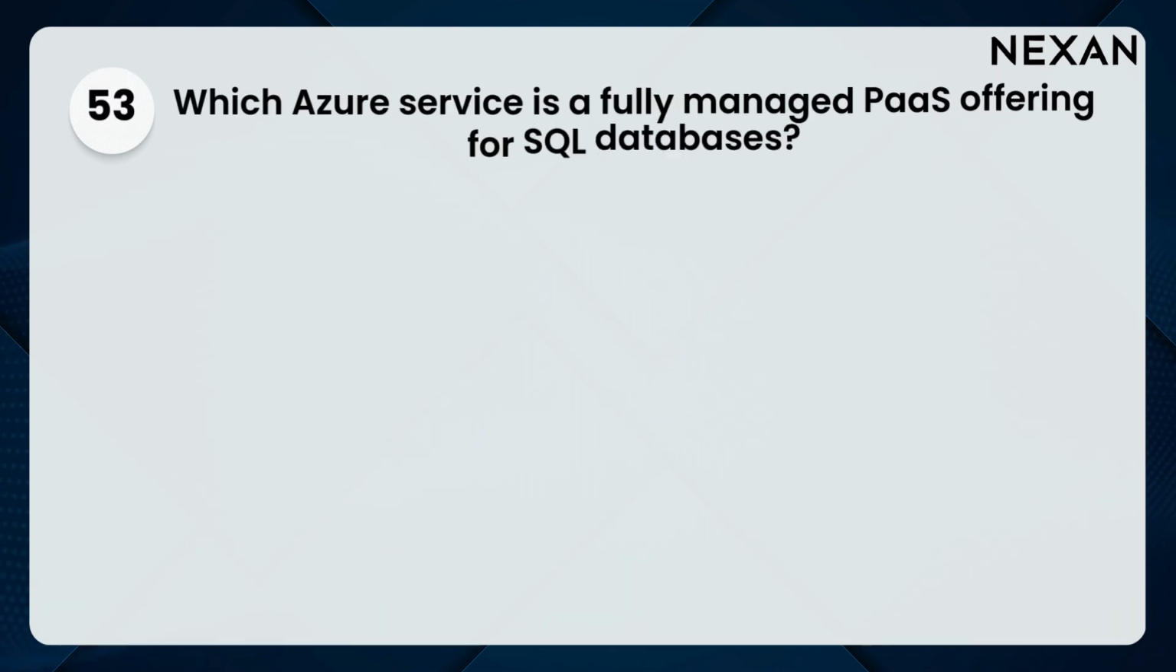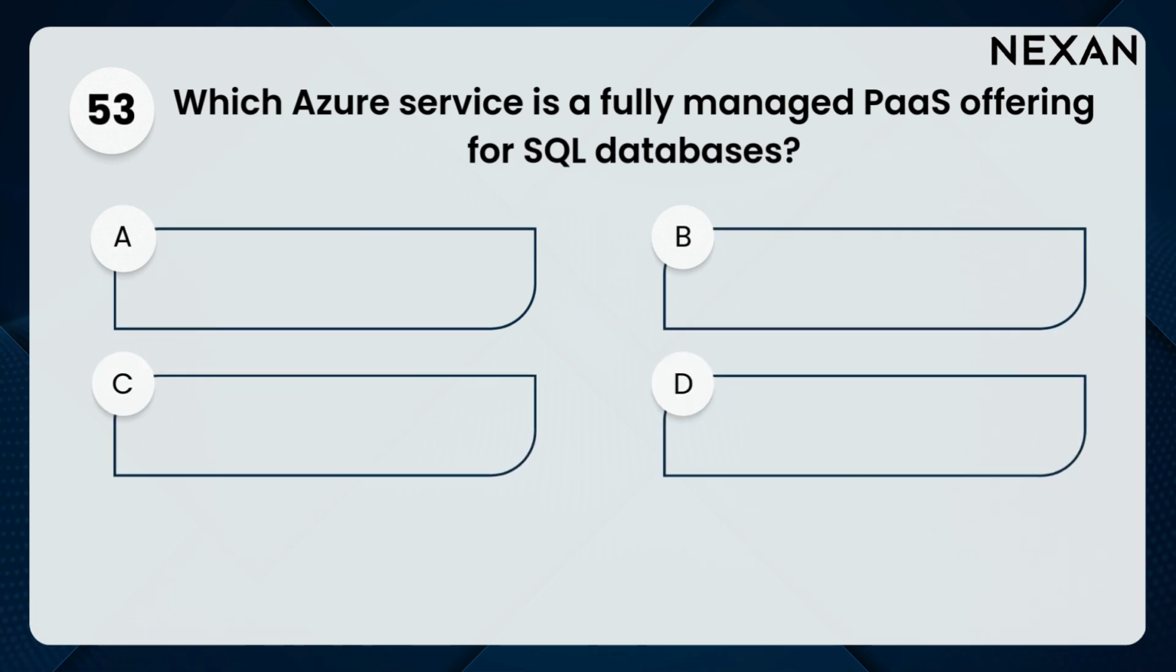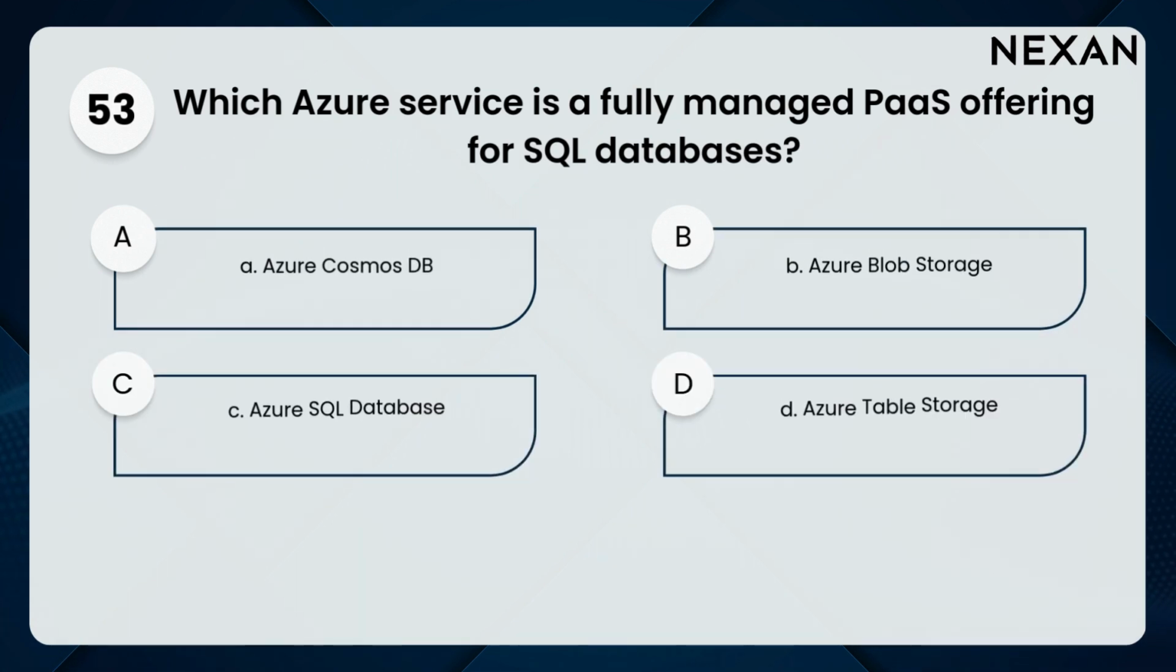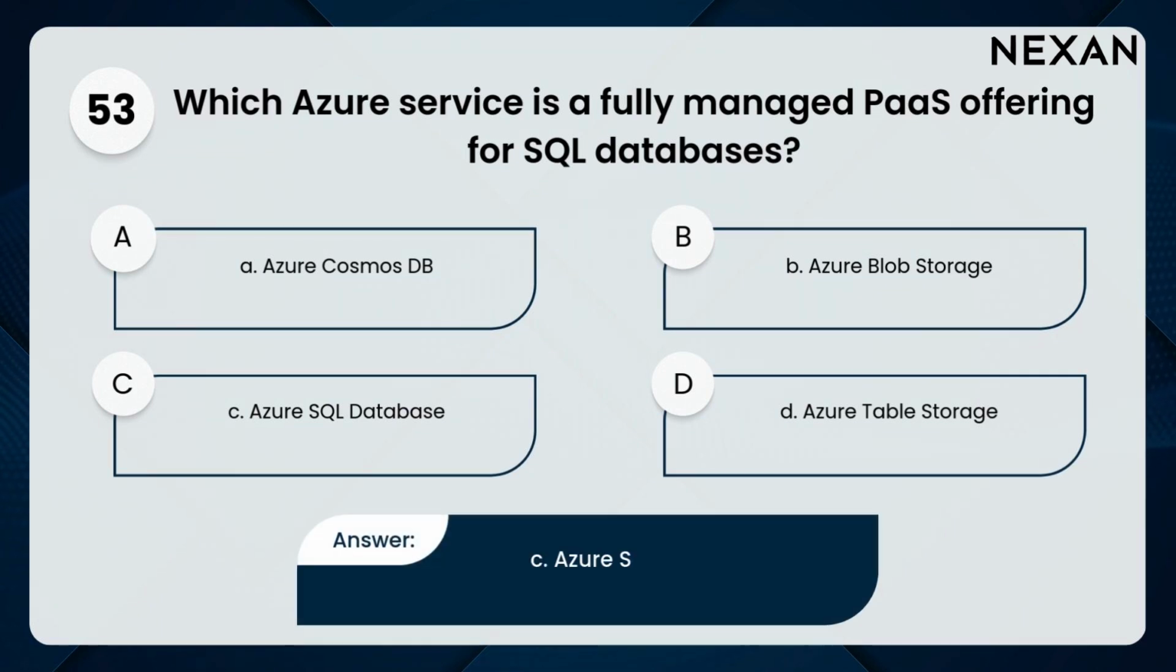53. Which Azure service is a fully managed PaaS offering for SQL databases? A, Azure Cosmos DB, B, Azure Blob Storage, C, Azure SQL Database, D, Azure Table Storage. Answer: C, Azure SQL Database.